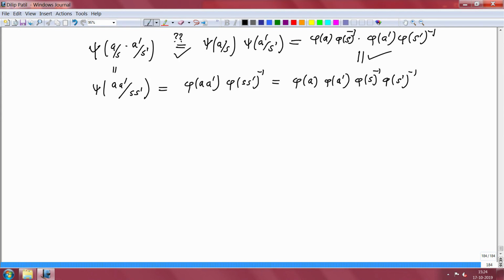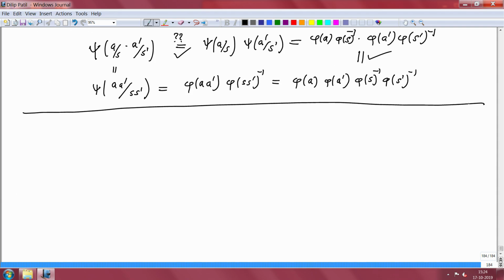And again, while doing the checking, we notice that commutativity of the ring is very important.